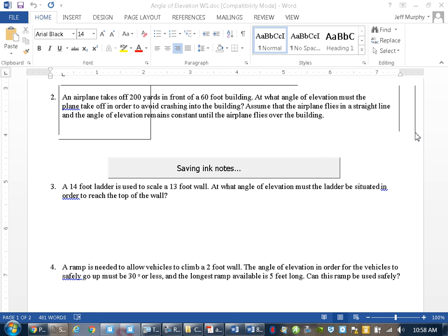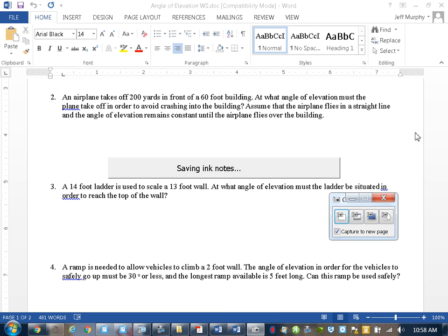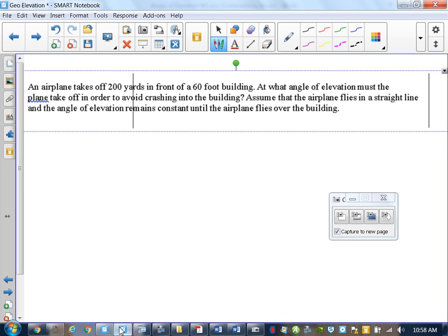Take a look at number 2 real quick as this is coming up to you. There might be a few extras lying around. Take a look at the second one. The second one says, an airplane is taking off 200 yards in front of a 60-foot tall building. What angle of elevation must the plane take off in order to avoid crashing into the building?